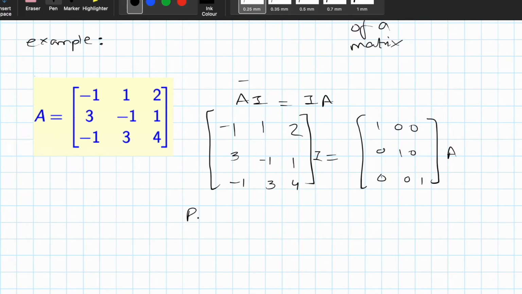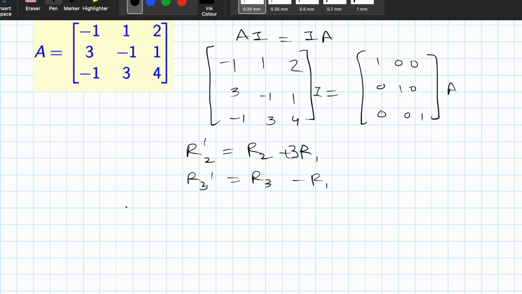So first what we'll do is we'll make row 2 equal to row 2 plus 3 times row 1. We'll make row 3 as row 3 minus row 1. So this gives us a workaround for our first row. This becomes 0. We add 3 times the first row, so this becomes 2. We add 3 times, so this becomes 7. And this becomes 0 again. We subtract, this becomes 2, this becomes 2.